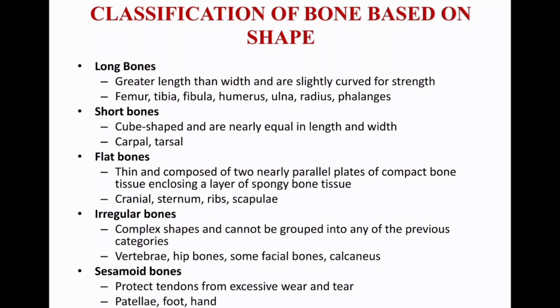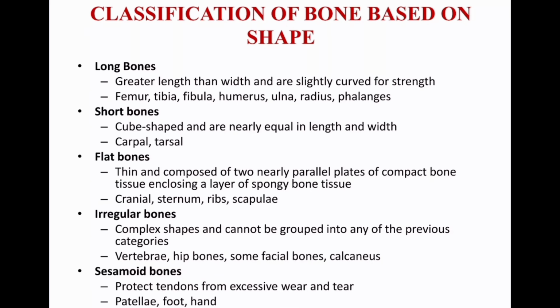Next is irregular bones. They have complex shapes and cannot be grouped into any of the previous categories, long, short or flat. Irregular bones are the vertebrae, hip bones, some facial bones and the calcaneus.